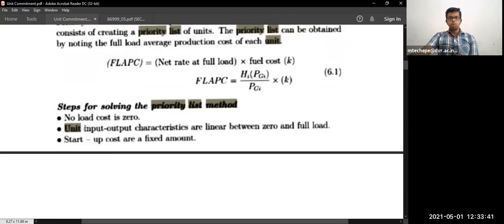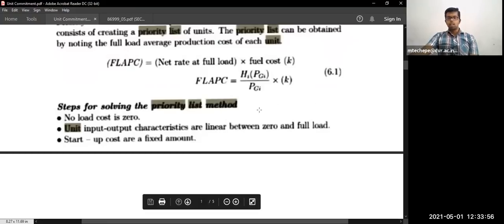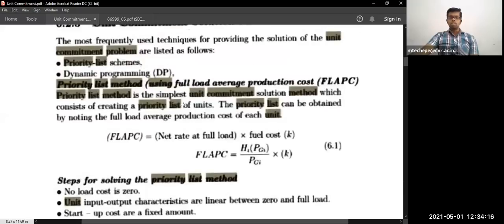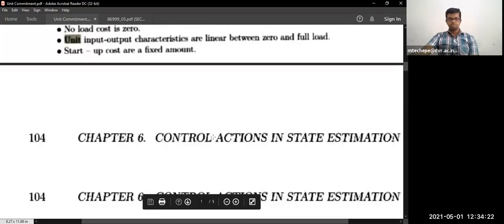Next, unit input output characteristics are linear between zero and full load. That characteristics we have seen for the thermal power station; it should be linear, as they say. So unit input output characteristics are linear between zero and full load. Next, startup costs are assumed to be a fixed amount. The startup cost we are considering as a fixed amount.